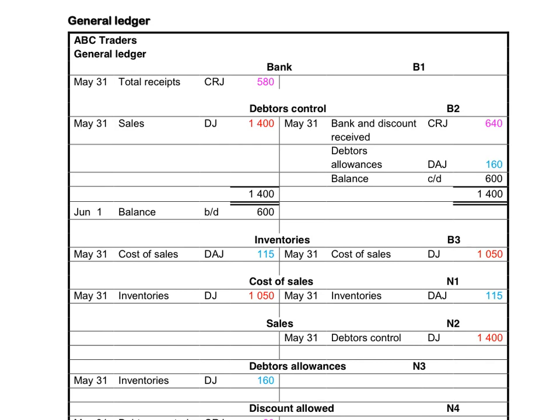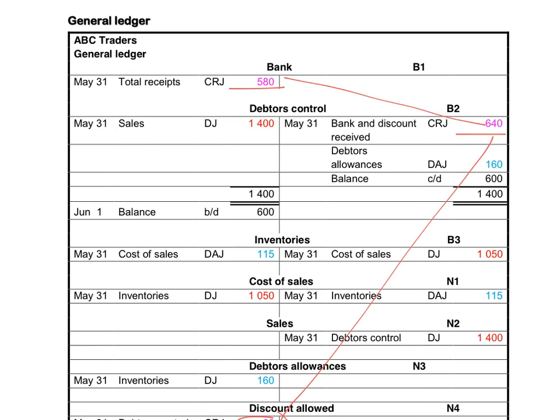So we will debit the bank with the total amount that we received. We have to show that the debtors owe us less money, so we will credit our debtors control with 640 rand. This 640 includes the discount that was allowed. So we will debit discount allowed with 60 rand, and the amount on the debit side, 580 in the bank, and the amount in discount allowed on the debit side will equal the 640 on the credit side to complete the double entry.